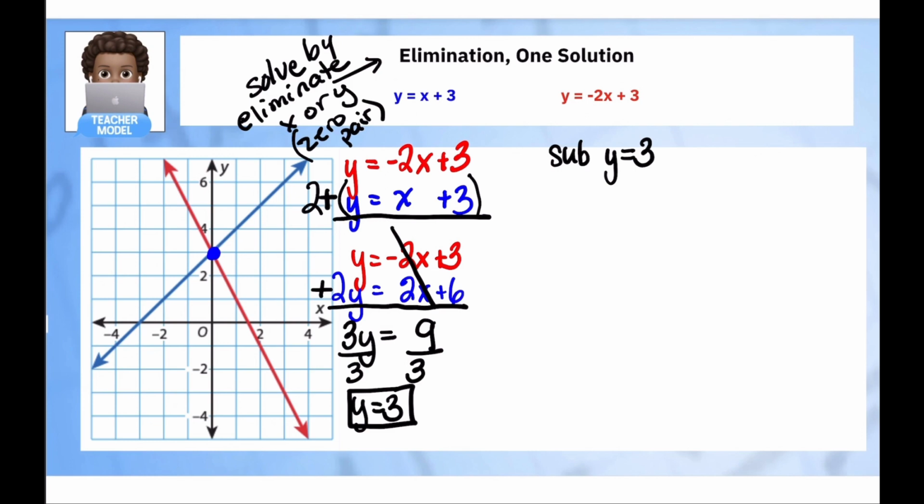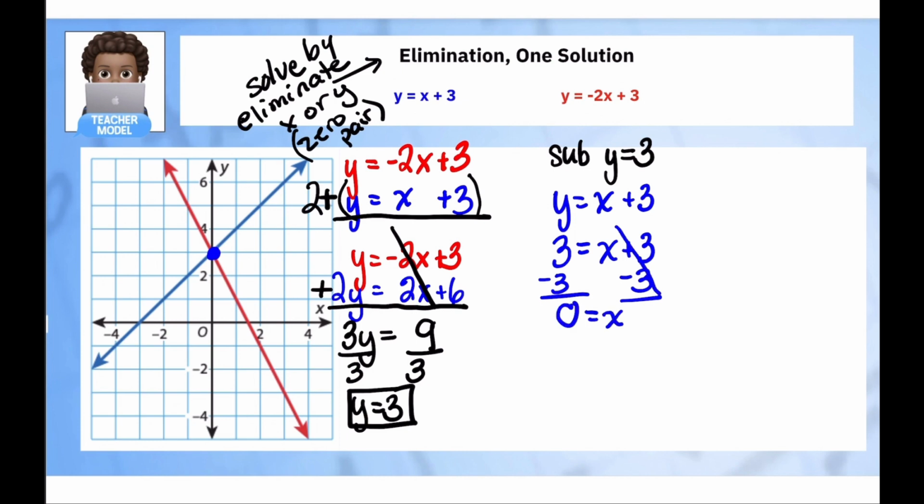Okay, so let's go into the very first equation. y equals x plus 3. 3 is equal to x plus 3. And now I can solve for x. 0 is equal to x. So now I know my x coordinate is 0. And so my solution is (0, 3). How do I know it's not (3, 0)? Because my x is equal to 0 and my y is equal to 3. So here's my solution.